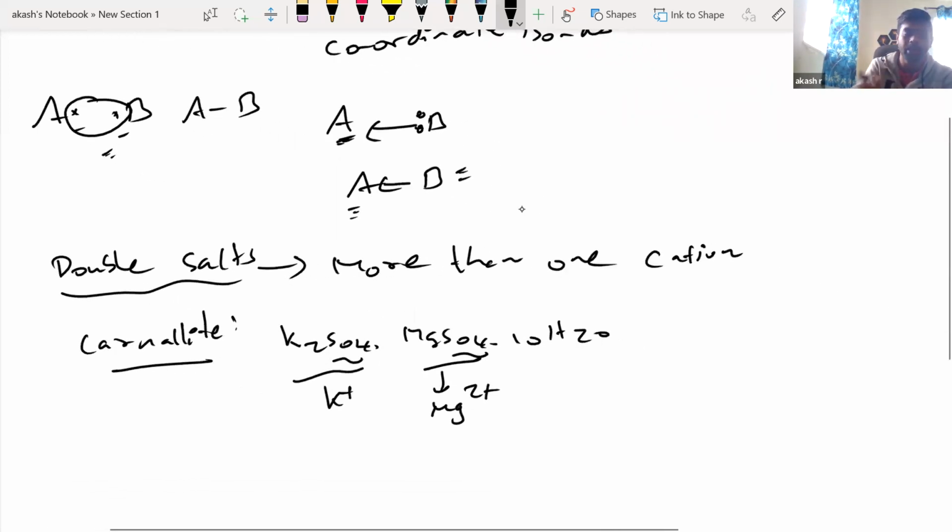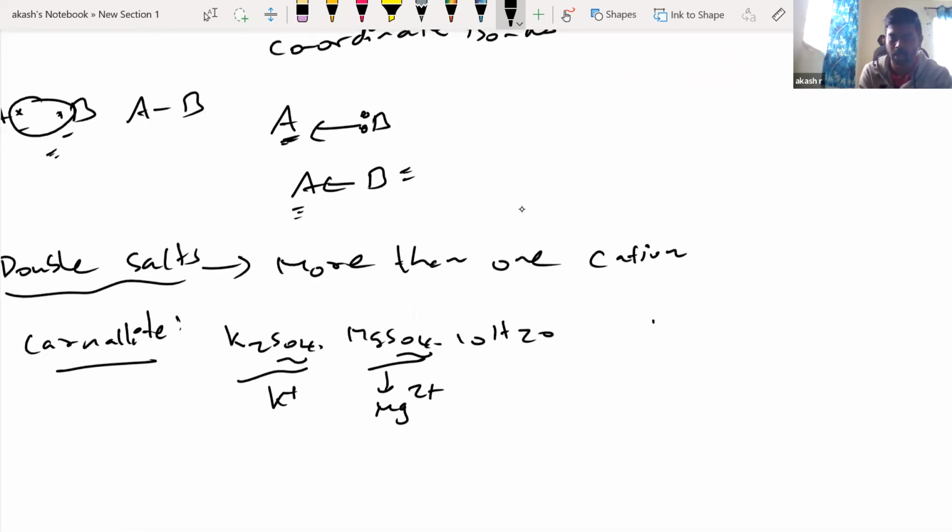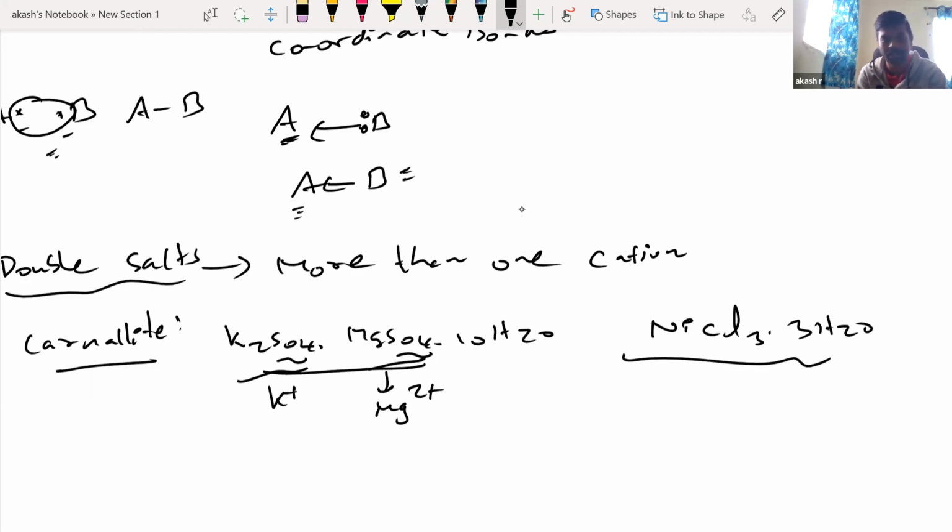Now, how do we differentiate? You can write a coordination compound also like this. Say I can write NiCl2.3H2O, something like this. This and this look very similar, isn't it? Except for the fact that here I have only one cation, but this is actually going to be a coordination compound. So there were a lot of confusions between double salts and coordination compounds initially. Now, how did people understand what exactly is the difference between double salts and coordination compounds?